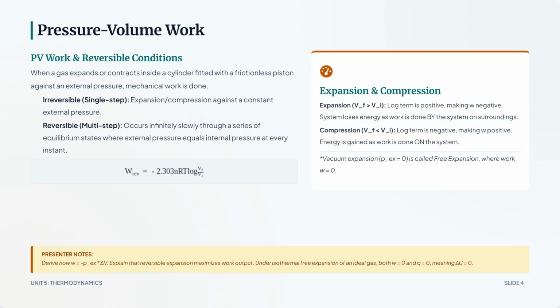Mechanical work is done when a gas expands or contracts against external pressure. Irreversible processes involve a single step, while reversible processes occur through multiple equilibrium steps. The reversible work done for an ideal gas expansion is given by the equation shown. For a vacuum expansion, work is zero.